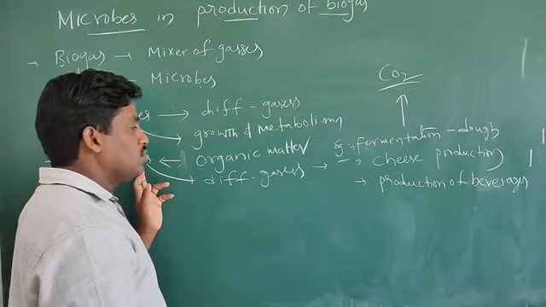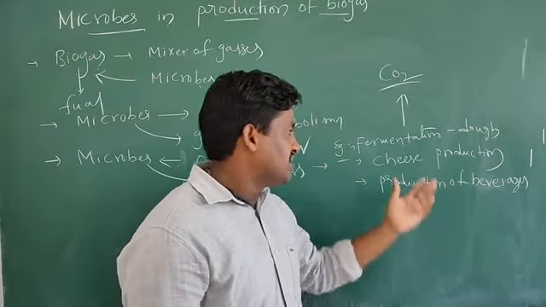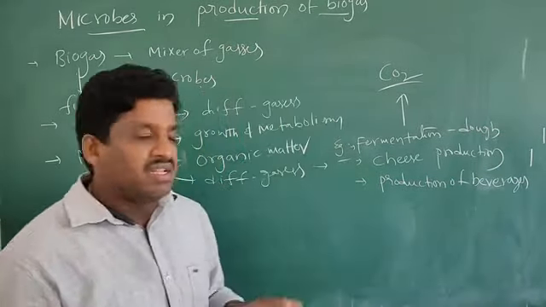Okay, the microbes are utilizing the organic matter. Whatever it is, in dough, what is the organic matter? In cheese, what is the organic matter? In the production of beverages, the main raw material is the organic material used. So for the production of different gases, the processes are fermentation of dough, cheese production and production of beverages. All these are releasing carbon dioxide. That's it.